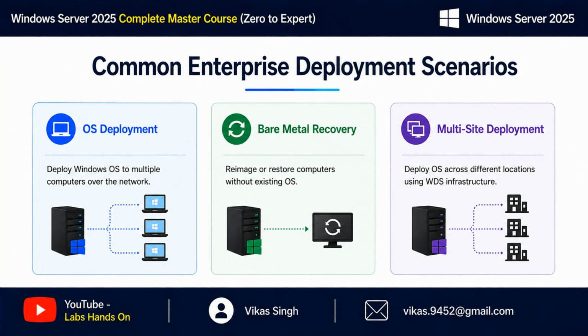And the third use case is multi-site deployment. An organization with multiple branch offices can use the WDS server to deploy a standard Windows image across different locations or different branch offices, ensuring consistency throughout the enterprise for the image or operating system. So in short, WDS helps organizations automate large scale OS deployment, simplify recovery operations, and maintain a consistent Windows environment across multiple sites or branch offices.